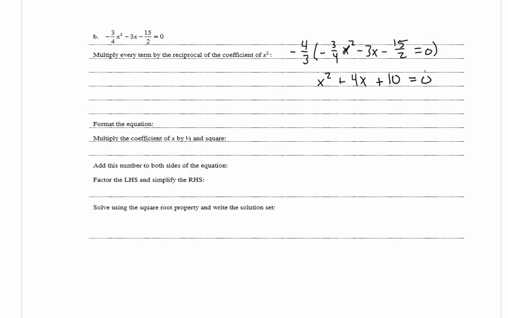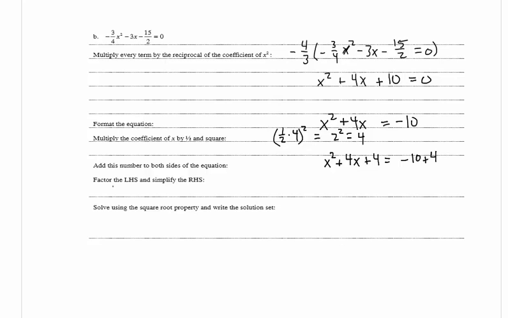Now it wants us to format the equation, so we're going to subtract 10 from both sides. So we get x squared plus 4x is equal to negative 10. Now we're going to multiply the coefficient of x by 1/2 and square it. So we have 1/2 times 4 squared, which is equal to 2 squared, and 2 squared is equal to 4. Now we're going to add 4 to both sides of the equation. So we get x squared plus 4x plus 4 is equal to negative 10 plus 4.